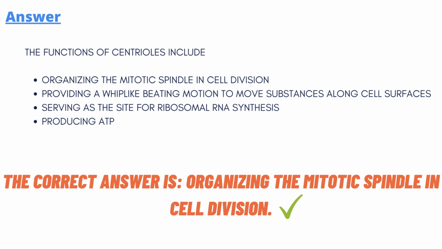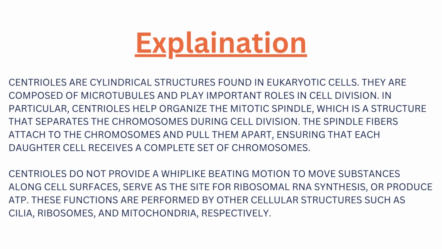the cell division. To explain this further, the centrioles are cylindrical structures found in eukaryotic cells. They are composed of microtubules and play an important role in cell division. In particular, centrioles help organize the mitotic spindle, which is a structure that separates the chromosomes during the cell division. The spindle fibers attach to the chromosomes and pull them apart, ensuring that each daughter cell receives a complete set of chromosomes. This is why option A is correct.